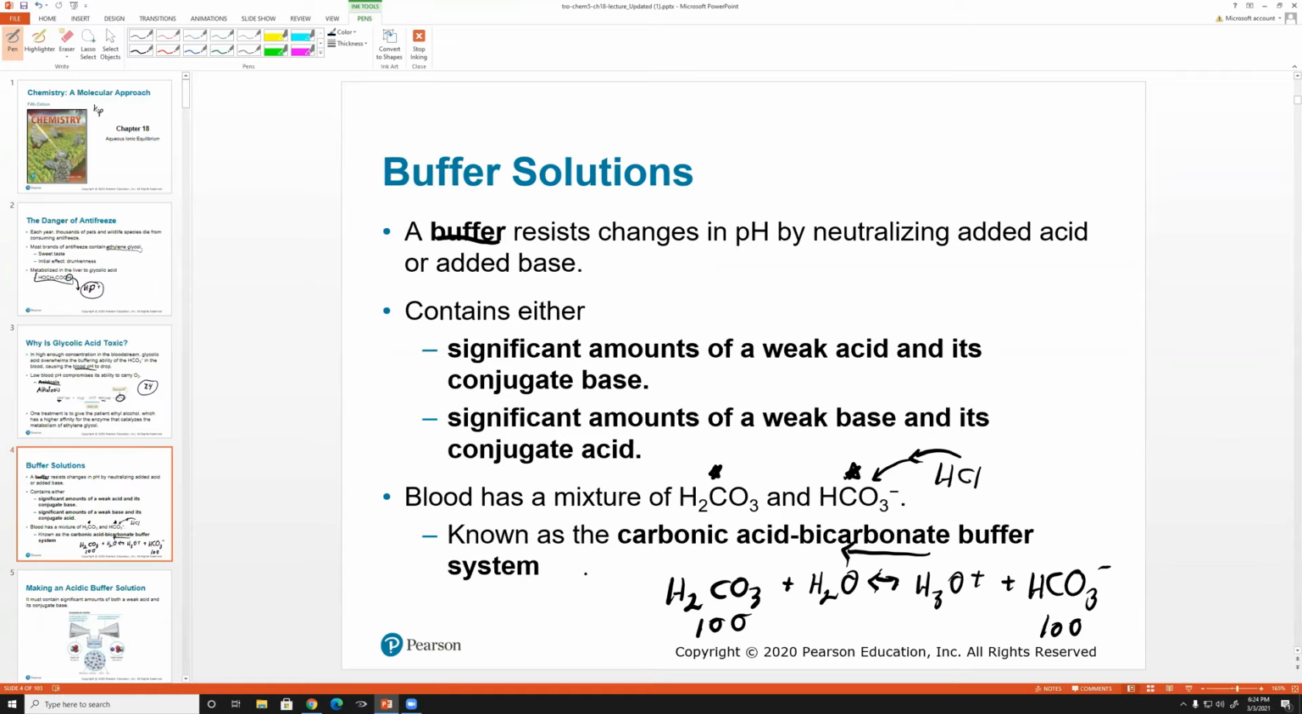If you introduce a base, like NaOH, the carbonic acid will neutralize the base until all the carbonic acid molecules run out. And this does change the pH of the solution a little bit, but not too much. This is why we call it a buffer. A buffer's job is to, like this definition says, resist the change in pH by neutralizing either a weak or strong acid or base. It can do either or.